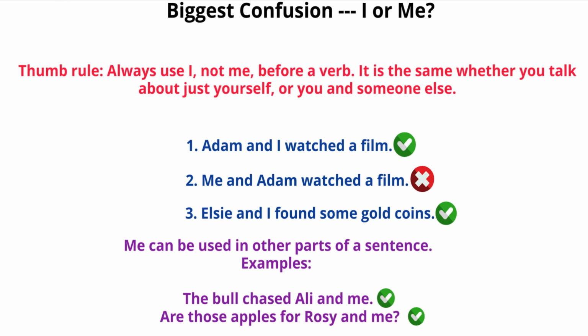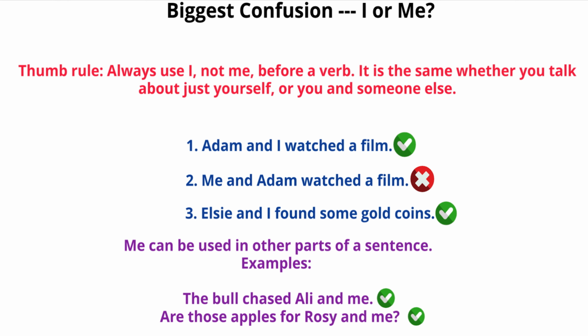The biggest confusion, I or me. Everybody gets confused, right? Did you get confused? Let's see what it is. See, the thumb rule is always use I before a verb and not me. You cannot use me before a verb. You always have to use I before a verb. It is the same whether you talk about just yourself or you and someone else. Let's look at the examples.